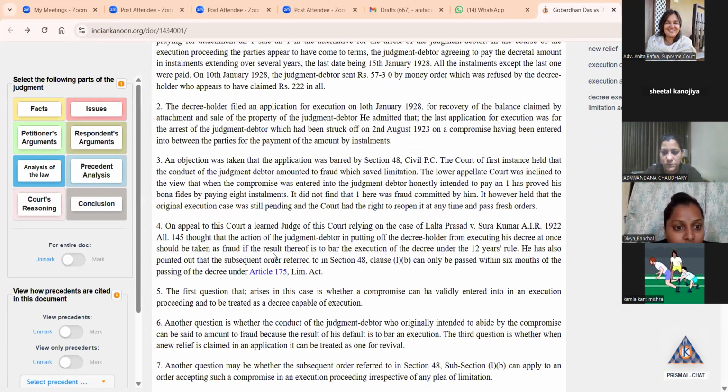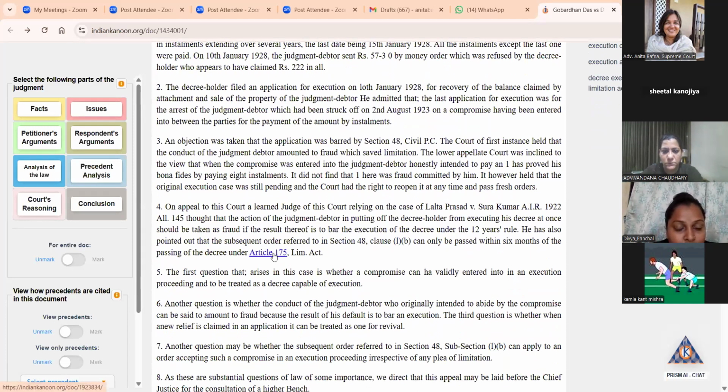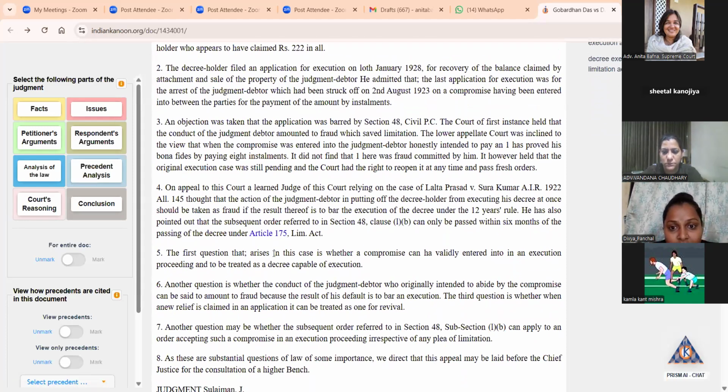It, however, held that the original execution case was still pending and the court had the right to reopen it at any time and pass fresh orders. On appeal to this court, a learned judge of this court, relying on the case of Lalta Prasad versus Surakumar, AIR 1922 All 145, thought that the action of the judgment debtor in putting off the decree holder from executing his decree at once should be taken as fraud if the result thereof is to bar the execution of the decree under the 12 years rule.